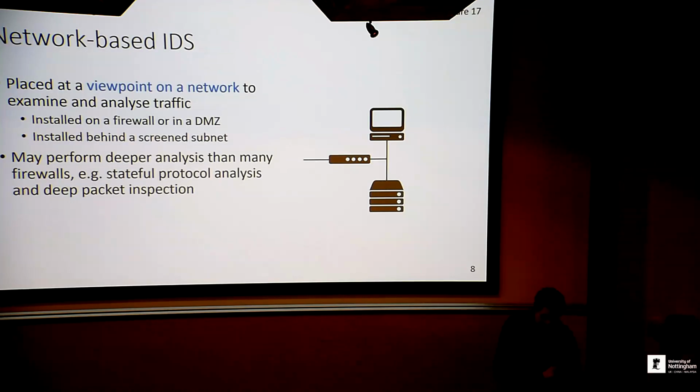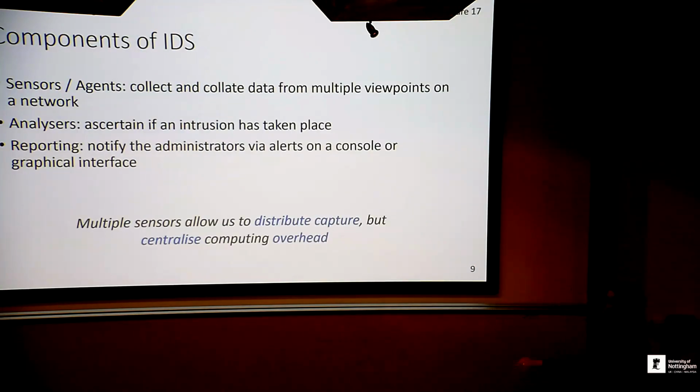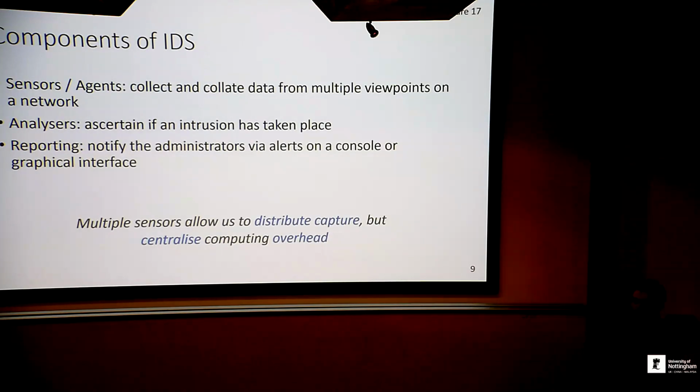Now, it's quite uncommon just to install an IDS on this router and call it a day, because your network's going to be much bigger than this if you're a corporation. So what you tend to do is have some machines that are called sensors or agents, and they will be placed around your network at different key locations, picking up traffic. So essentially packet sniffers sitting around your network.